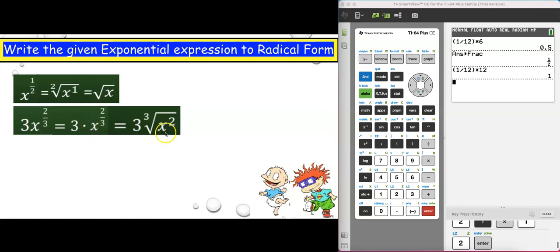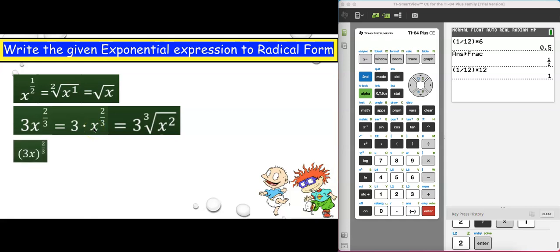So the only thing we have to move is the x, which goes underneath the radical. My index number is going to be 3, and my exponent is going to be 2, so the x is raised to the power of 2 under the radical. I read this as 3 times the cube root of x squared. The 3 is multiplying, so we're not changing anything, we're just changing how it looks.